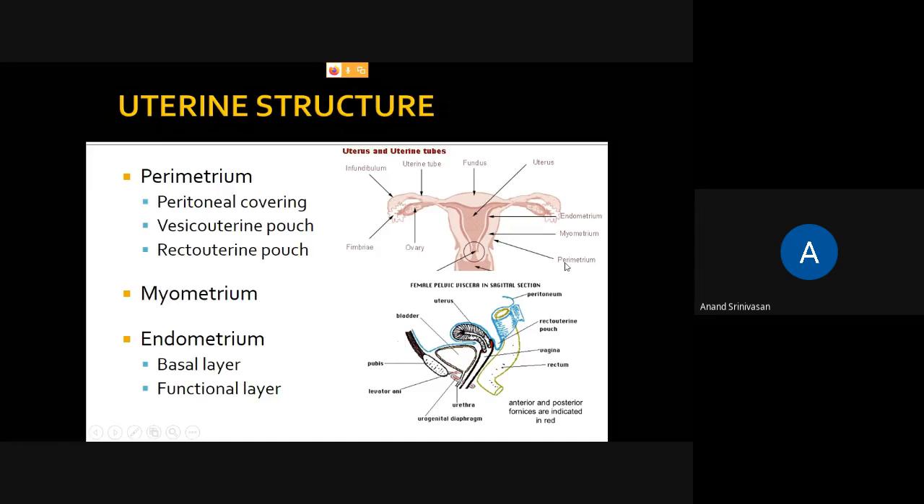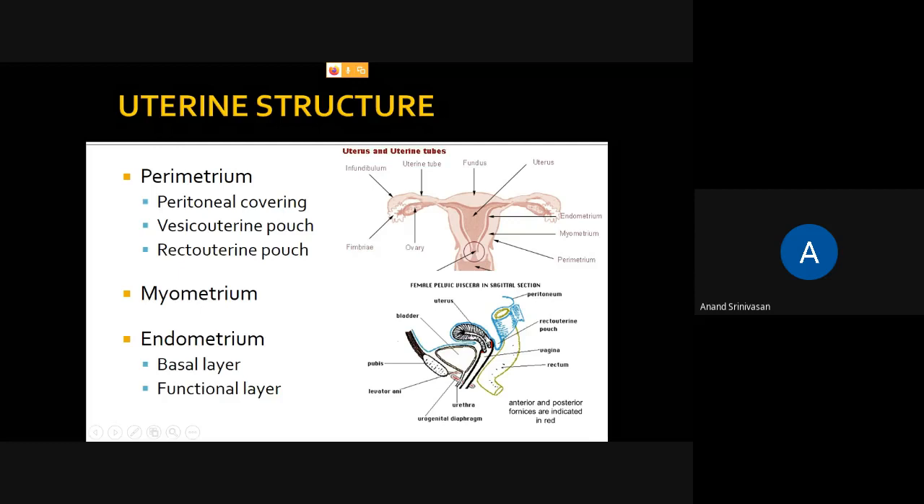Here also you can see the outermost part is the perimetrium. The middle muscular part is called myometrium. And the innermost layer is called endometrium. Now the perimetrium is nothing but a peritoneal covering. The peritoneum, which covers the abdomen. So here you can see the blue colored line. That's the peritoneum, and this peritoneum also covers the uterus, the outermost part of the uterus.